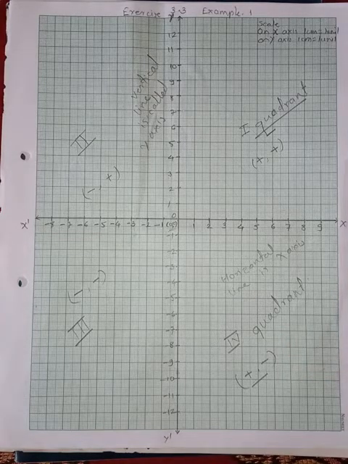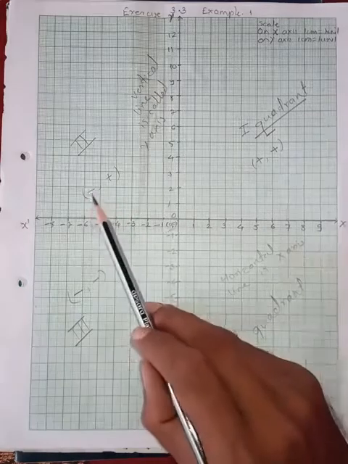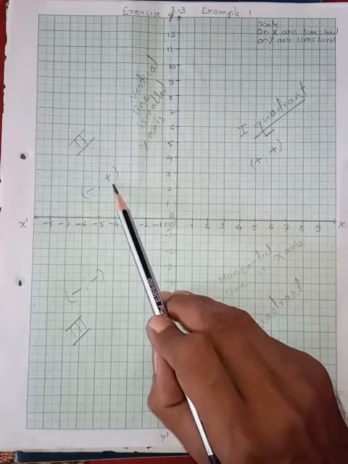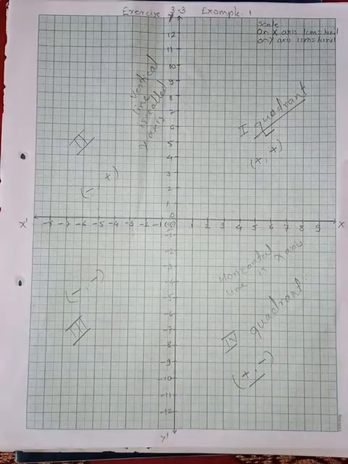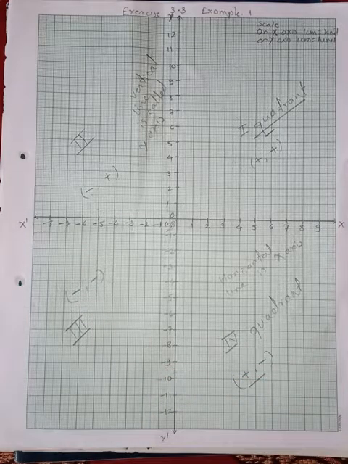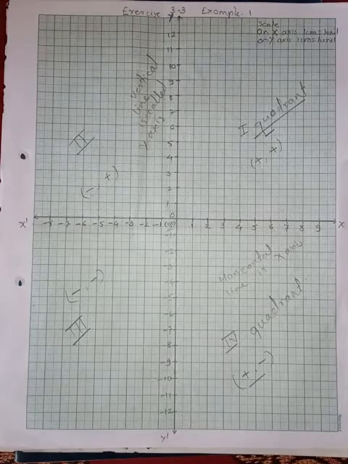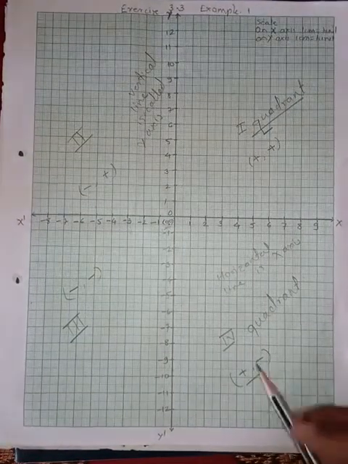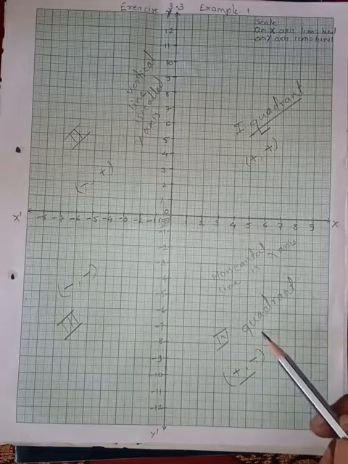So first point is (-2, 4). Understand, x coordinate is negative and y coordinate is positive. It means this point will lie in second quadrant. Now next point is (3, -1). So here x coordinate is positive, y coordinate is negative, hence it will lie in fourth quadrant.